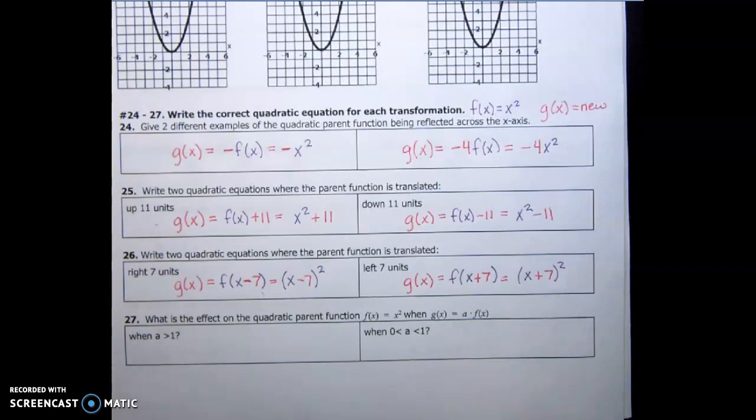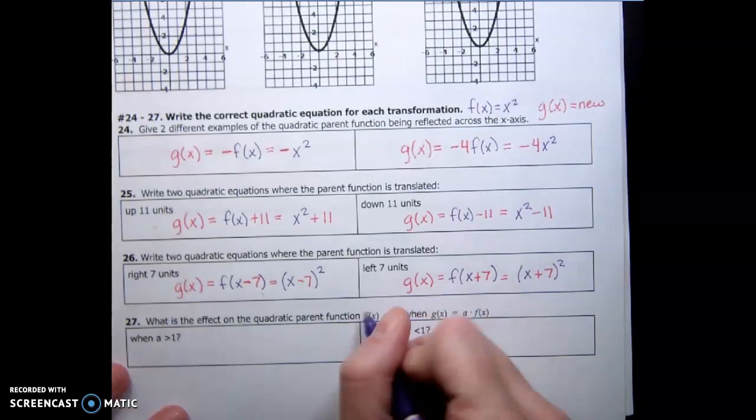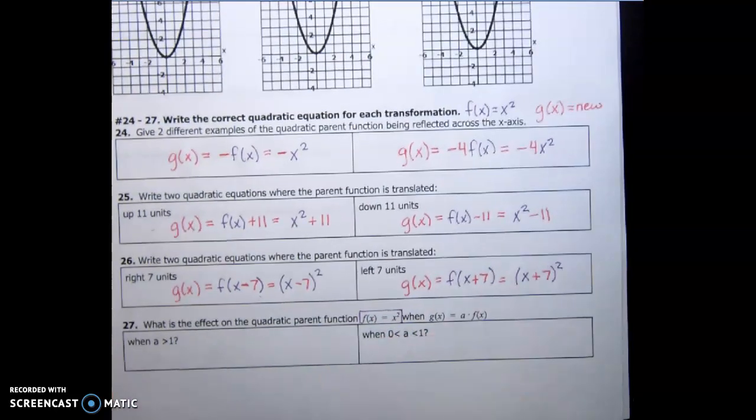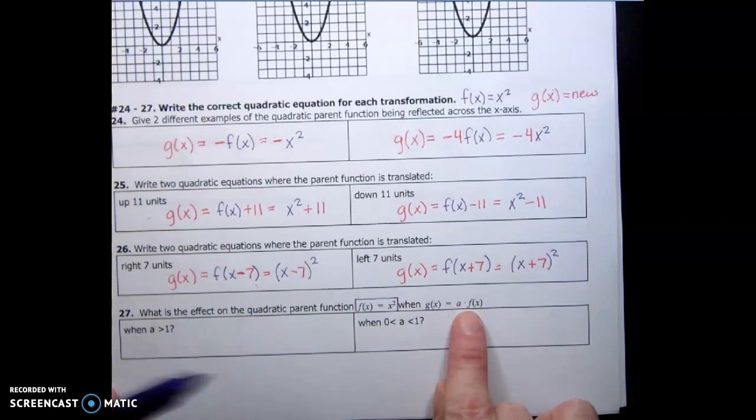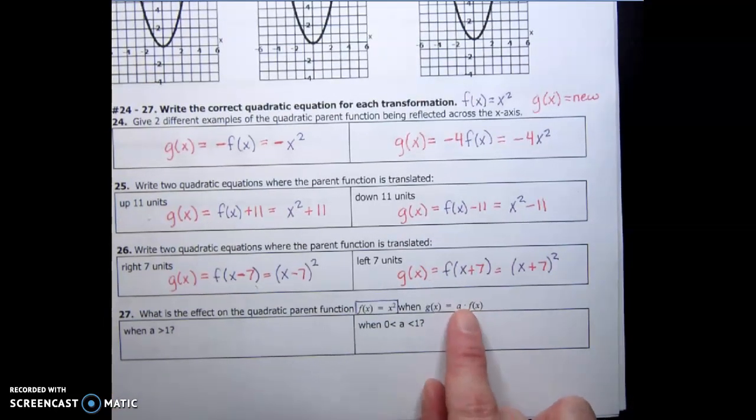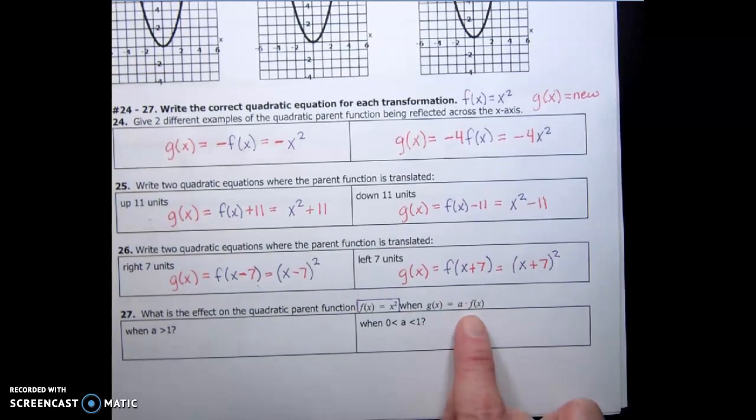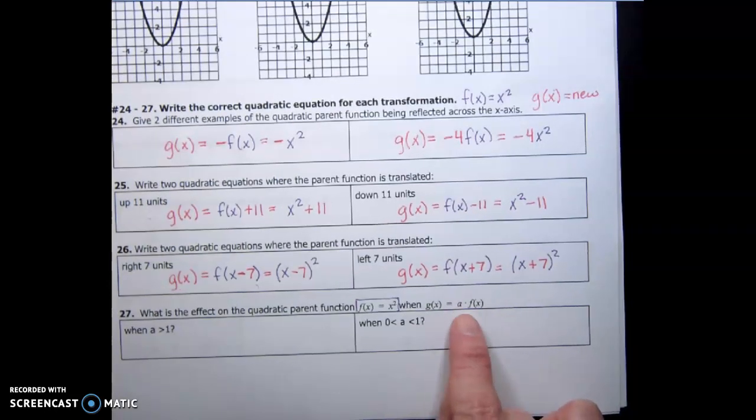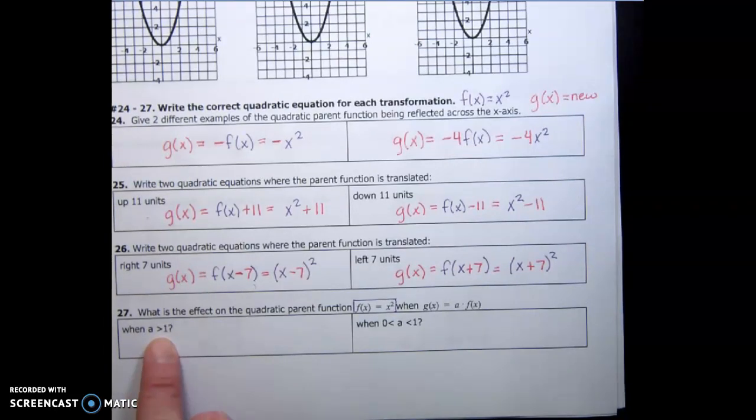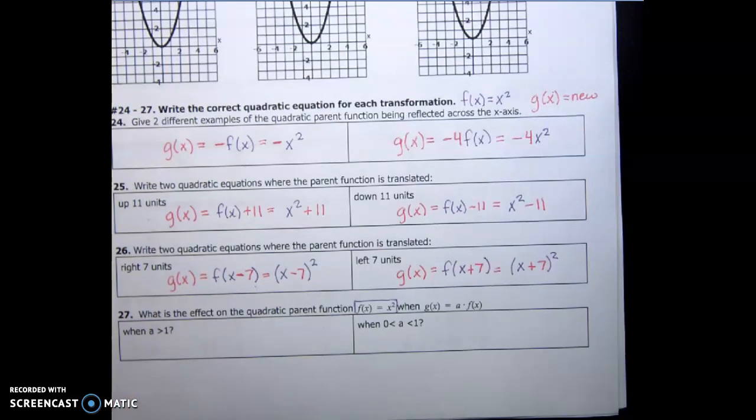Okay, last problem. What is the effect on the quadratic parent function f of x equals x squared, and I've been using purple for this, when g of x equals a times f of x? Okay, so if you remember, whenever you multiply by a value before the parent function, it is either going to get more steep or less steep. Basically, it's going to make it either fatter or thinner, right? So when a is greater than 1, that's 2, 3, 5, 10,000, infinity, any of that, okay?